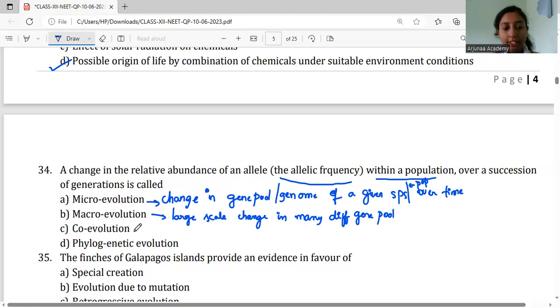Okay. Co-evolution means, if we take a flower and a honeybee, the honeybee is dependent on the flower to get the nectar, right? Nectar is the food for them. So if there is a modification in the flower, then there will be modification even in the honeybee, right? So that is co-evolution. Both are evolving together. Then phylogenetic evolution means there is no change in allele frequency. Okay. So out of the given options, microevolution will be the right answer.